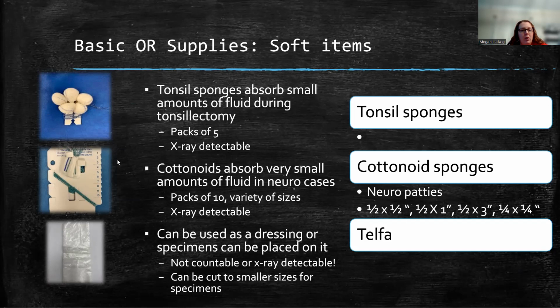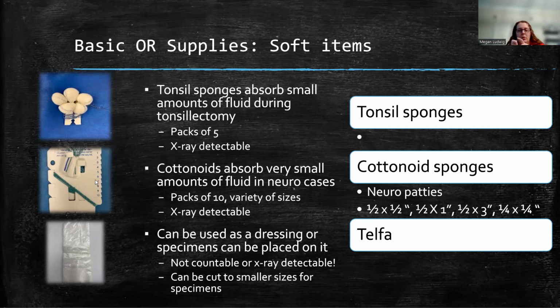And then this one below it is called cottonoids. Cottonoids can also be referred to as neuropatties. That's what we always call them, neuropatties. But they come in a variety of sizes. There's a ton of sizes, okay? So they are sometimes also referred to by their size. For example, in this picture here, this particular size is a 1/2 by 1, and it's measured in inches. So it's a 1/2 inch by 1 inch long.